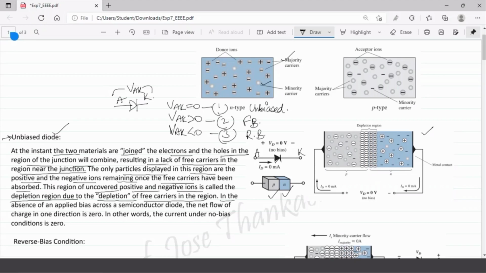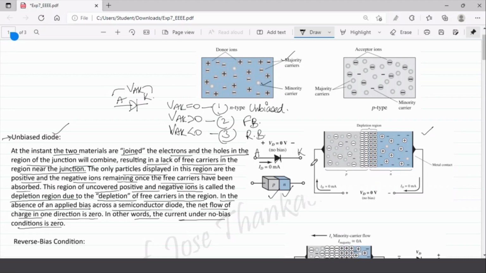Since we are not applying any field or any bias across the semiconductor diode, the net flow of charge in one direction is 0. In other words, the current under unbiased condition is 0. There is no current flowing, because a potential has developed here, minus and plus, because of which there is no further movement of charges to neutralize each other at the junction, isn't it?